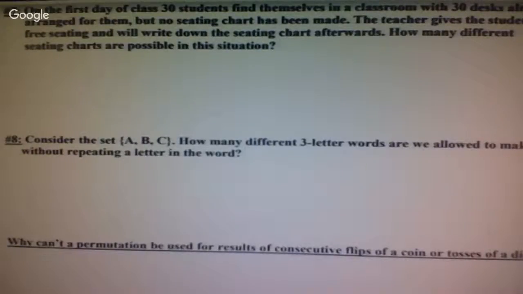This is a permutation, because if Ashley sits in this seat, then Kimberly has to pick another seat. I taught you that permutation because who wants to write 30, 29, 28, 27, 26, 25, 24, 23, 22, 21, 20, 19, 18? Am I annoying yet?